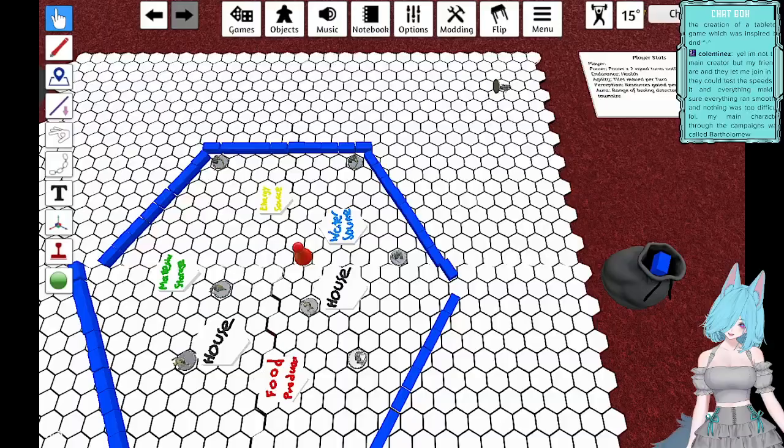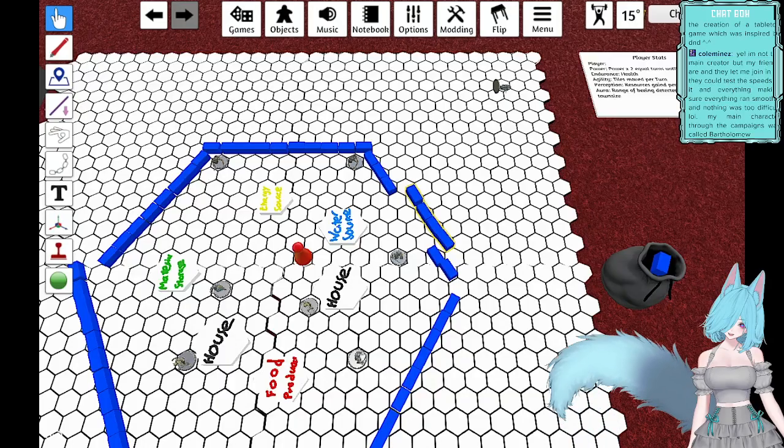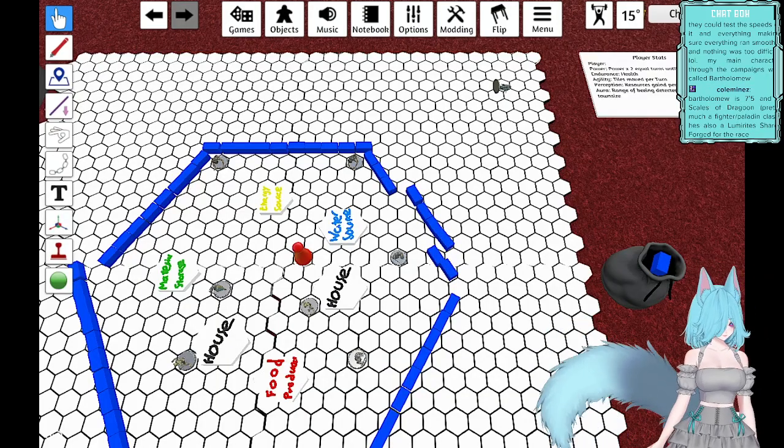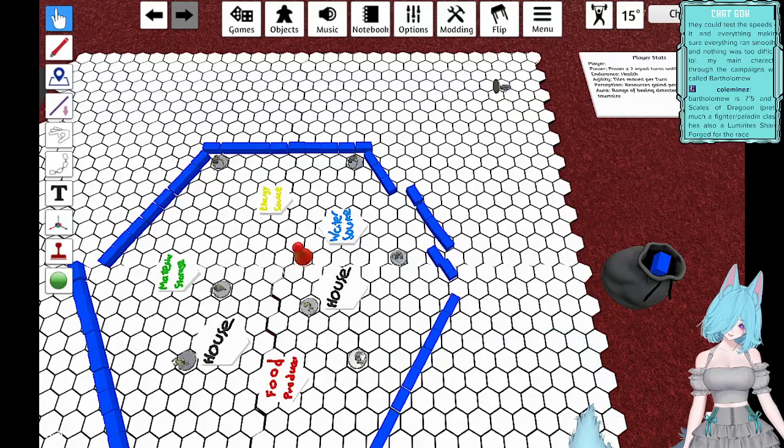And, come on. So Battlemat is 7.5, and the skills of Dragon, pretty much a fighter paladin class. Ooh, that sounds so fun.